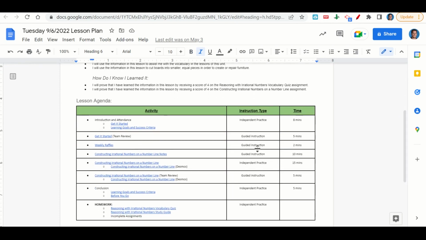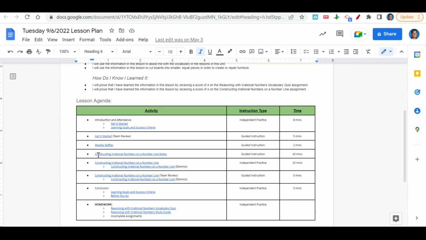Now let's take a look at our agenda for today. We will begin by going over our learning goals and success criteria. While we do that, you'll fill out your Get It Started. Once you've completed the Get It Started, we'll go over it together and answer any questions that you may have. Then we'll do our weekly raffle.